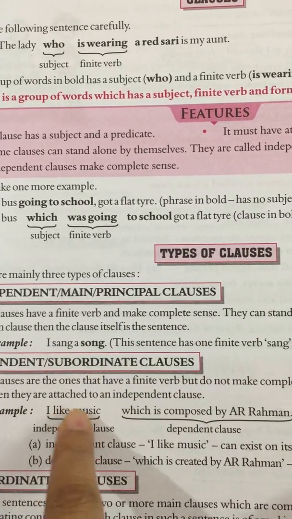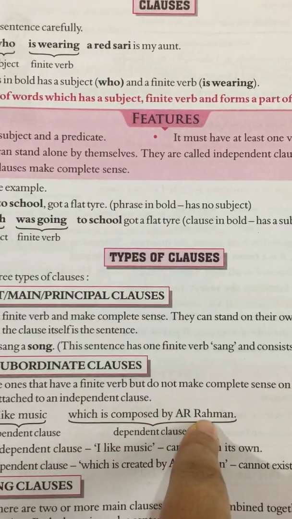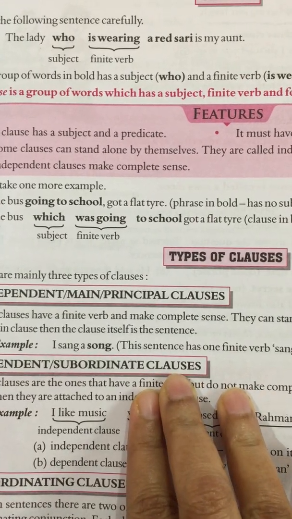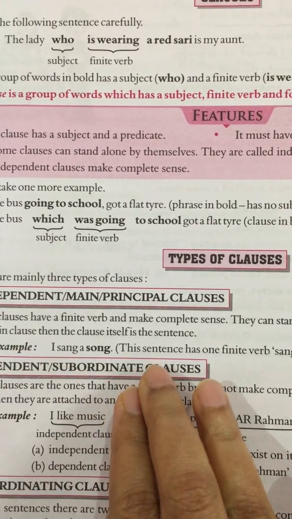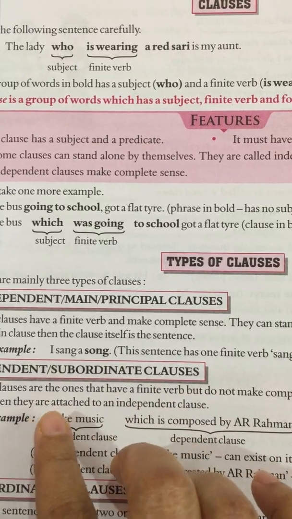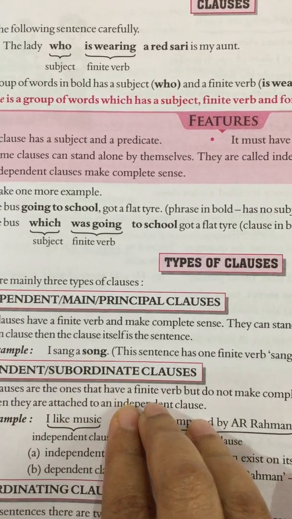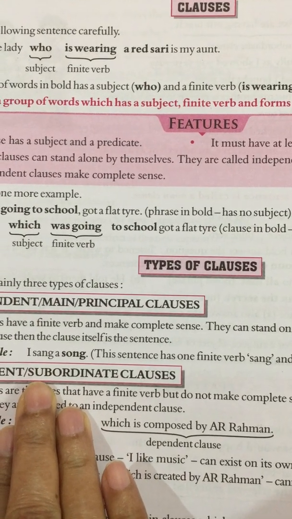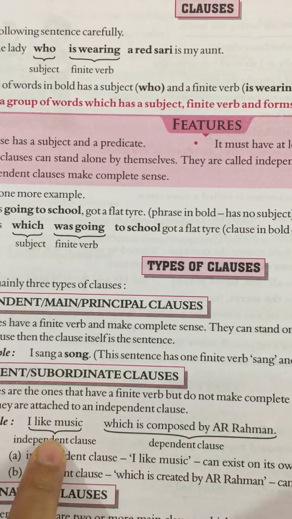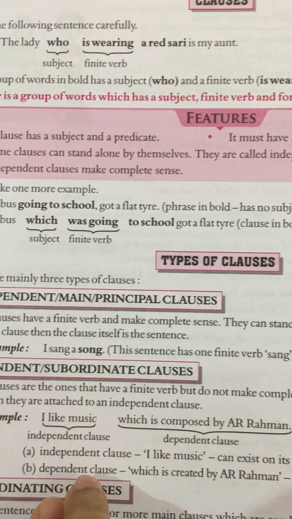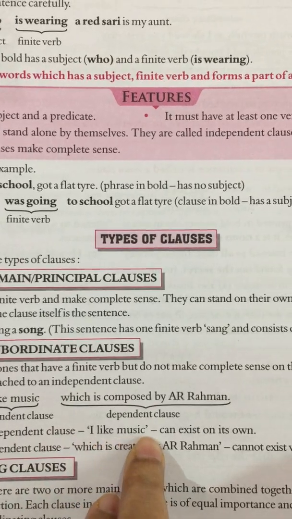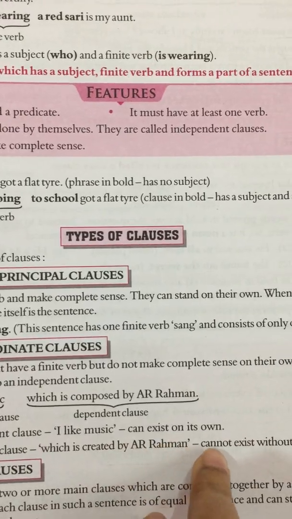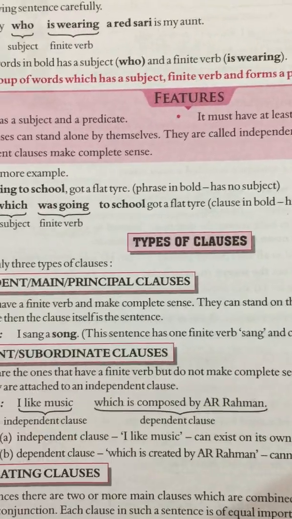Example: I like music, which is composed by A.R. Rahman. Now here, "I like music" is an independent clause because it can stand alone. If I say I like music, it makes sense. It is a sentence on its own. But if I say "which is composed by A.R. Rahman," it doesn't make sense. It doesn't sound complete. So it needs an independent clause to complete its meaning. The independent clause, I like music, can exist on its own, but the dependent clause, which is composed by A.R. Rahman, cannot exist without an independent clause.